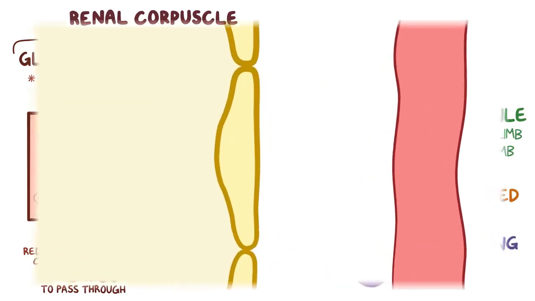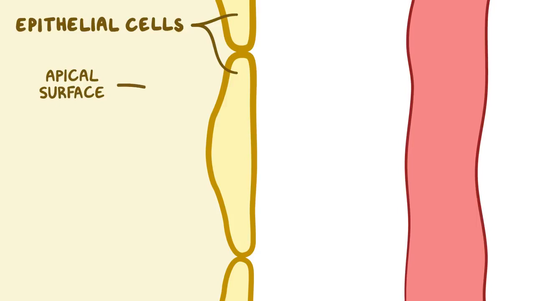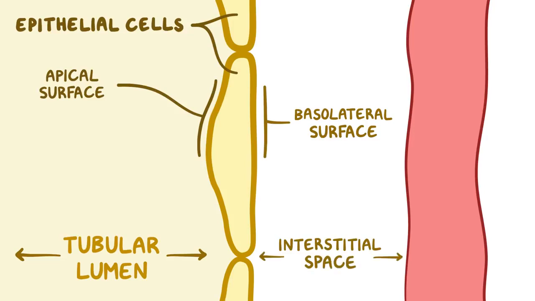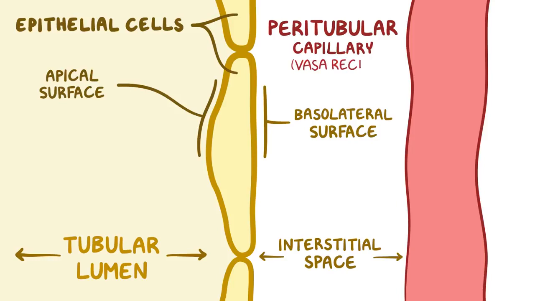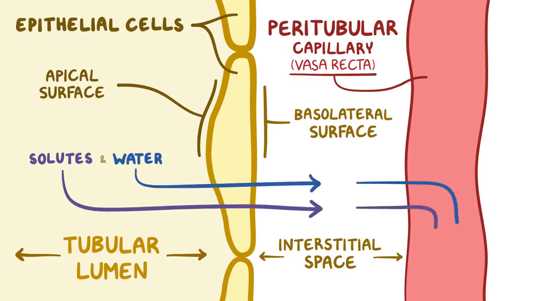Zooming in on the U-shaped loop of Henle, it's lined by epithelial cells. On one side is the apical surface, which faces the tubular lumen, and on the other side is the basolateral surface, which faces the interstitium between the tubule and the peritubular capillaries. The peritubular capillaries run alongside the nephron, and the capillaries that run along the loop of Henle are called vasa recta. Solutes and water that are reabsorbed into the interstitium go into the vasa recta and then re-enter the circulation.